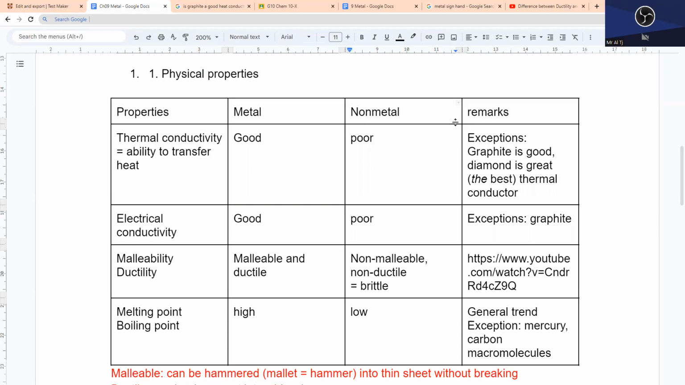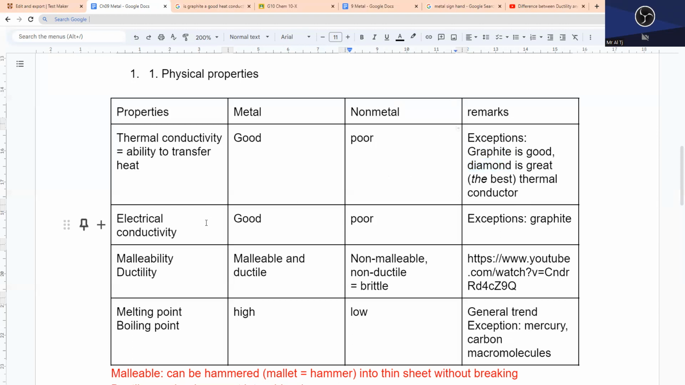Okay, but there will be exceptions, and we're going to put in the remarks. Most non-metal is poor, but there are several good thermal conductors among non-metals. Graphite is good. We can put graphite almost at the same level as metal, but diamond is great. Actually, it is the best thermal conductor, about 5 times the best metal conductor we can have.